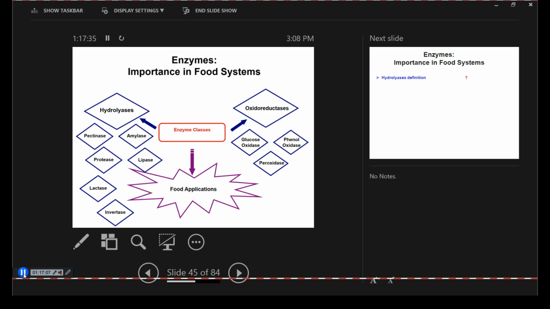Hydrolases are really important, and they have several applications: proteinases or proteases, pectinase, amylase, lipase, lactase, invertase. We have a lot of applications here. And the oxidoreductases: glucose oxidase, phenol oxidase, and peroxidase. So these enzymes are also important in food systems.